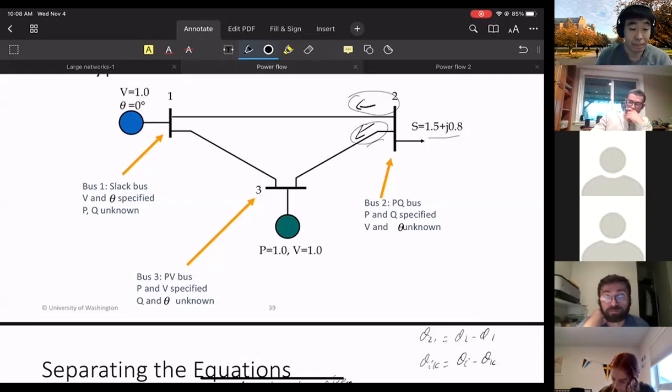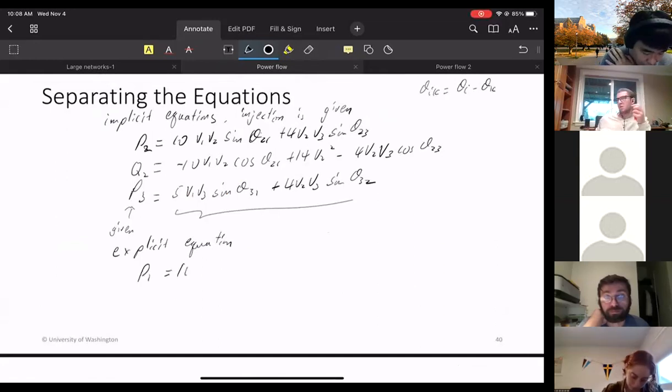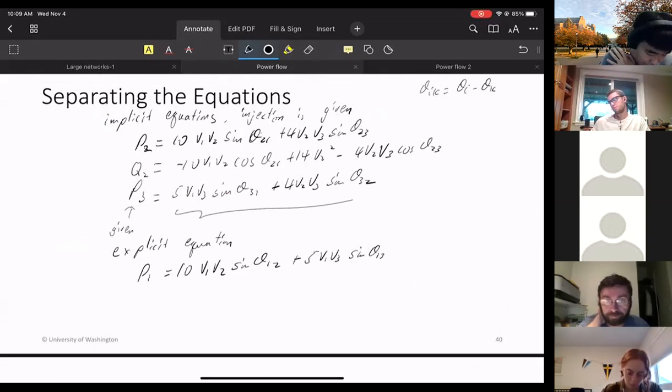Okay, so basically the equation that computes P1 is called an explicit equation. So if you look at P1, this is 10 V1 V2 sine theta 1 2 plus 5 V1 V3 sine theta 1 3. So P1 is not given, so we don't know the left-hand side of this equation, right? So these equations are computed after we figure out what V and theta are. Okay, so these are not part of our solution process.